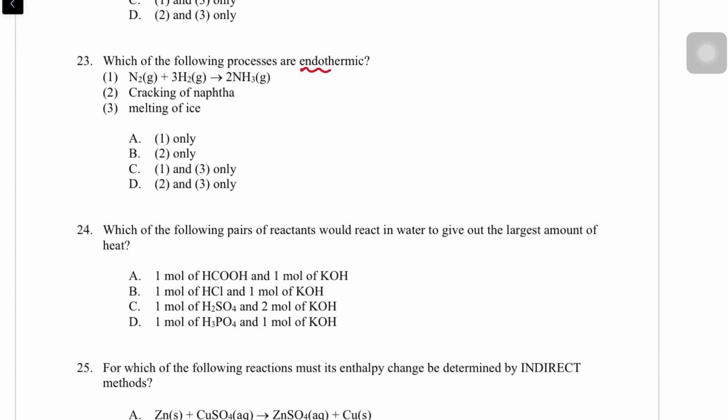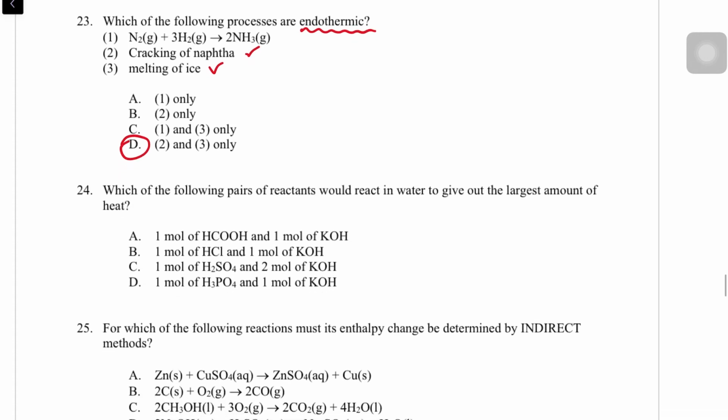23. So which of them is endothermic? So melting of ice, sure. Cracking, sure. Okay. But the first one, formation of ammonia, is a bit tricky because you haven't learned it before. Yes, we break a strong triple bond, but at the same time we form 3 NH bonds. So overall is exothermic. Okay. So the answer is D. Okay, even if you have no idea what the formation of ammonia is, you get the D without any hesitation.